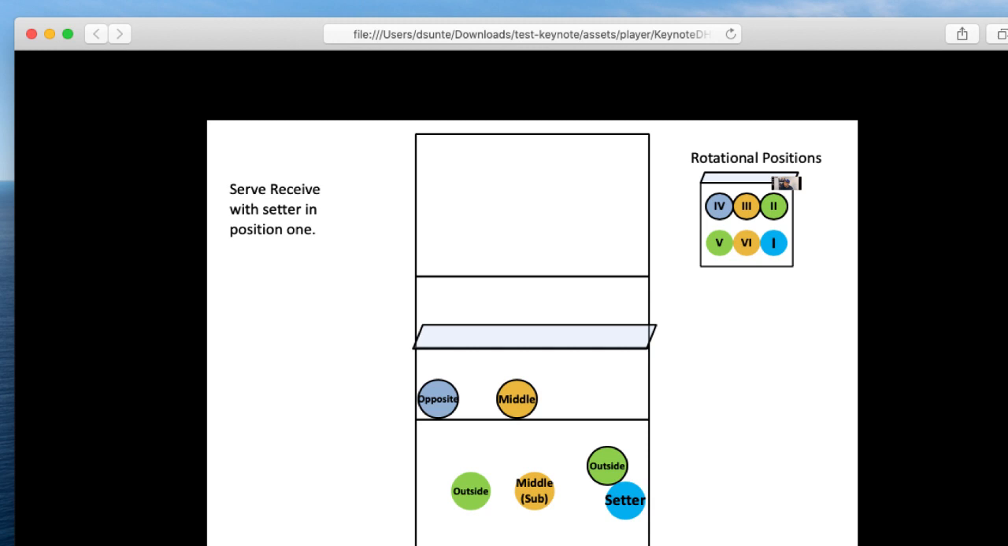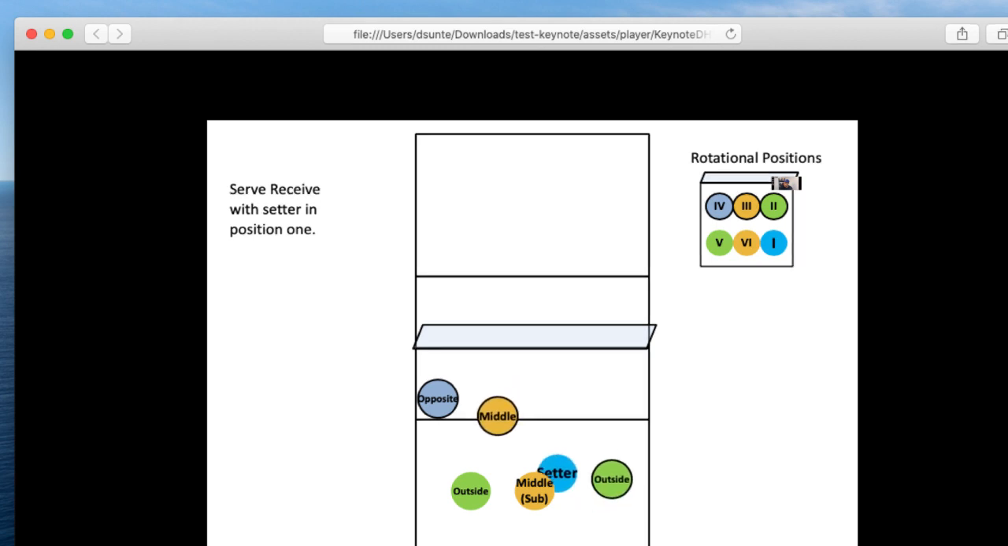Now, this is if you are in serve receive. You can see the opposite is here. Some have the opposite come back and serve receive. In our case, we're not going to have the opposite come back and serve receive. But you'll see the primary receivers are going to be the outside, the middle sub or libero, and the other outside. Notice that no one is overlapping. The setter is behind the outside.